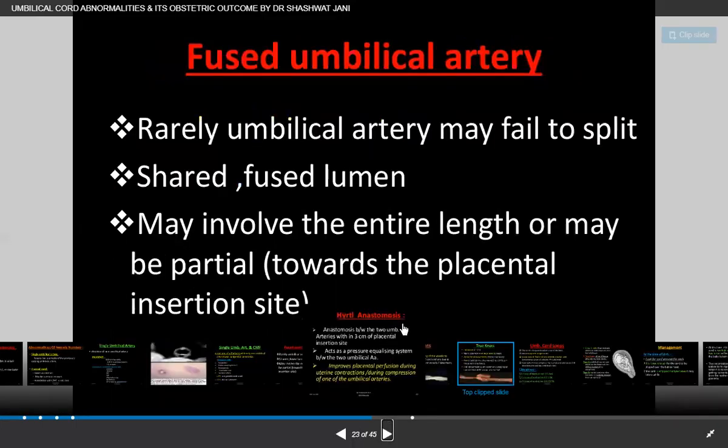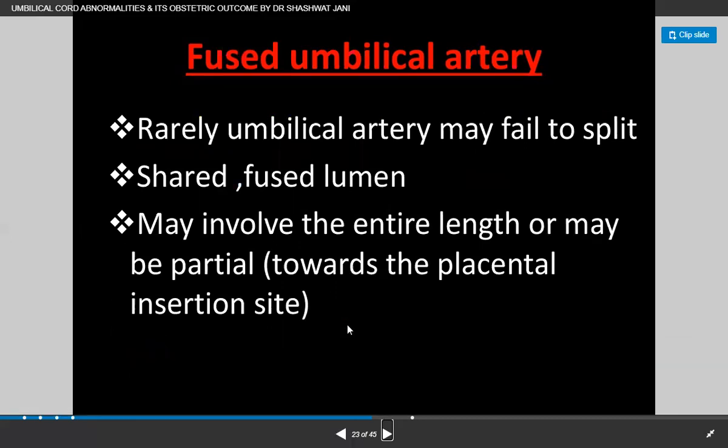Then sometimes there is a fused umbilical artery. What happens is that the two umbilical arteries get fused. That is a very rare umbilical artery anomaly. There is a shared and fused segment, and it may involve the entire length or may be partial, towards the placental insertion site. That may be the situation.